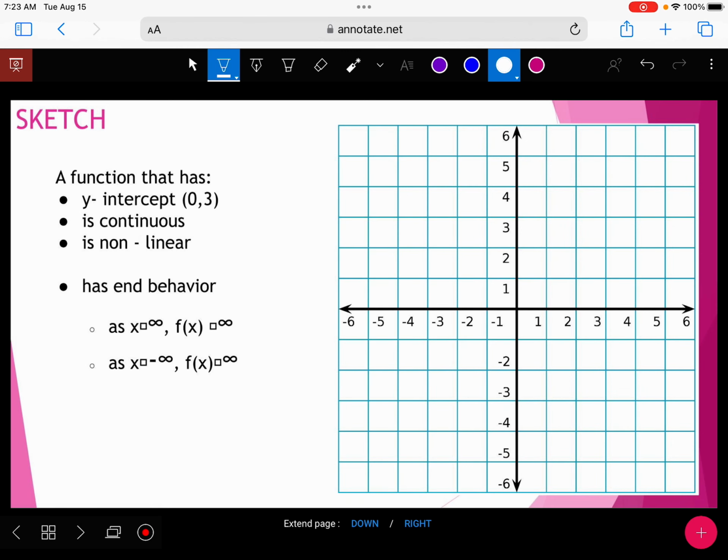So we're going to do another one. We've got a sketch here. It has a y-intercept at 0, 3. It's continuous. This one is non-linear. And it has this end behavior. Those are intended to be arrows. As x approaches infinity, f of x approaches infinity. It's just being a grumpy guess. The little boxes are meant to be arrows. It's just Google Slides and PowerPoint like to argue over what symbols we used.